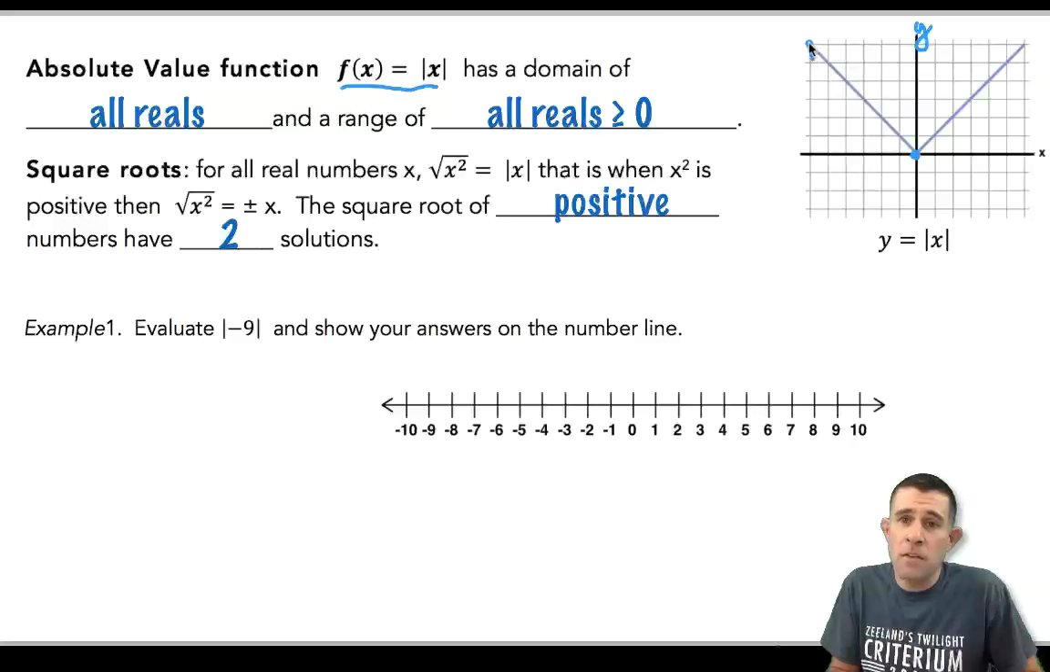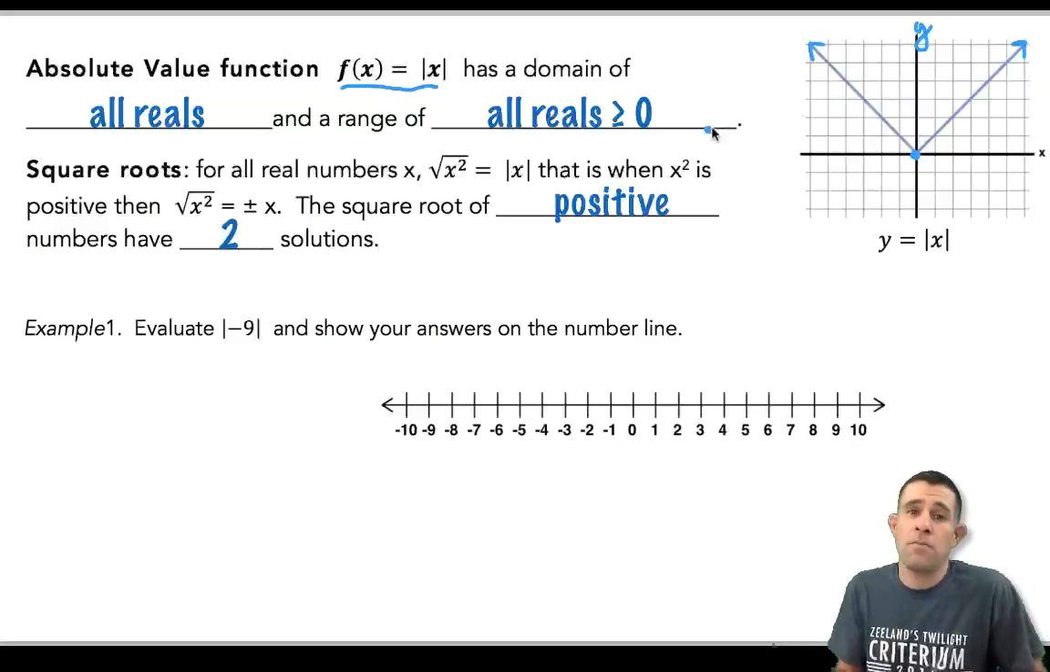Its domain is going to be the set of all real numbers, and its range is going to be the set of all real numbers greater than or equal to 0, which should make sense because the absolute value really just measures the distance a number is away from 0 on the number line. And distance can never be negative. It's always positive. All right, let's talk about square roots now.